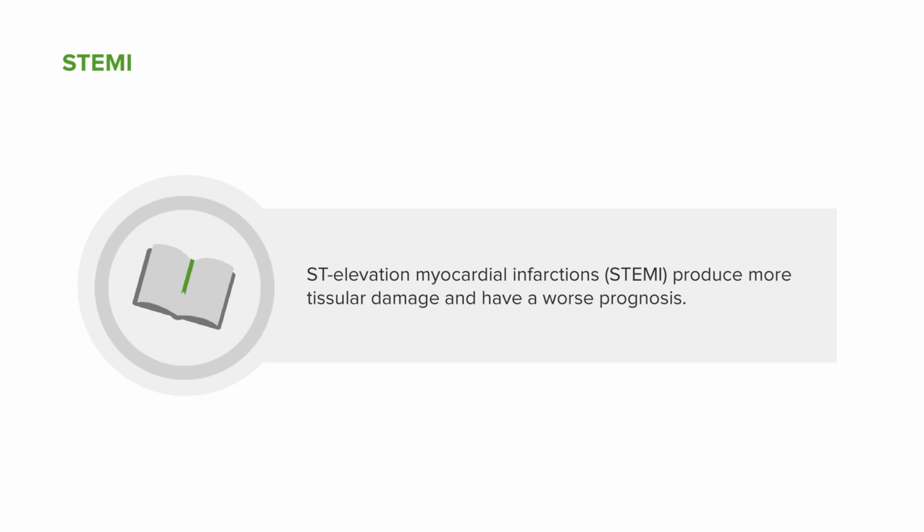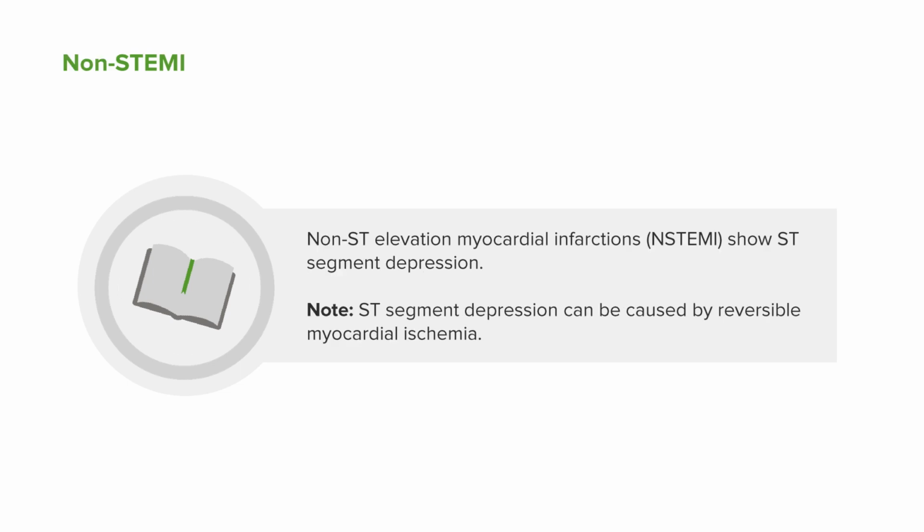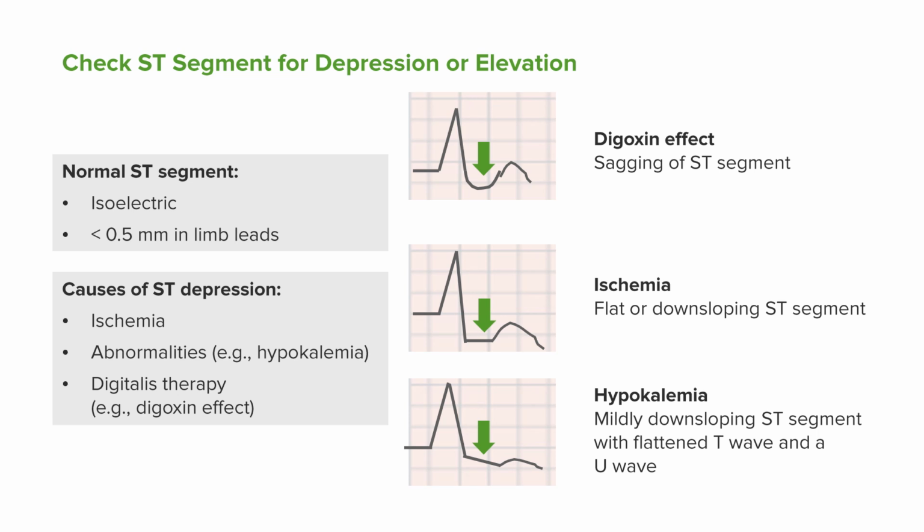The ST elevation MI produces more tissue damage and has a worse prognosis than the ST depression MI. Non-ST elevation MI shows ST segment depressions. The ST segment depression can be caused by reversible myocardial ischemia. So when we see ST depression, we can have a belief that it is reversible somehow. The ST-T changes we have already discussed. The causes can be ischemia, hypokalemia, and digitalis toxicity; all of them can show ST depressions.